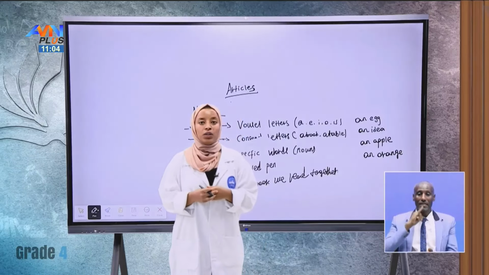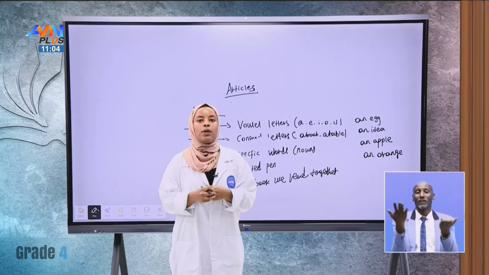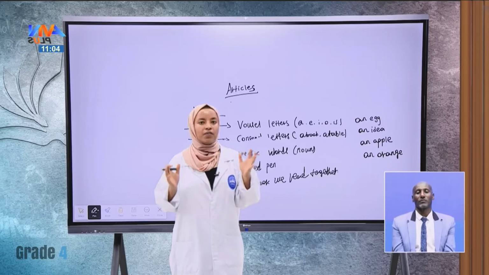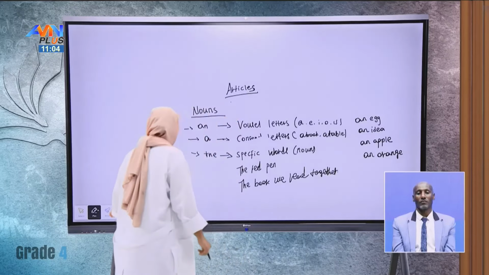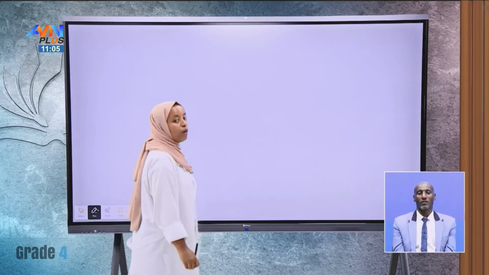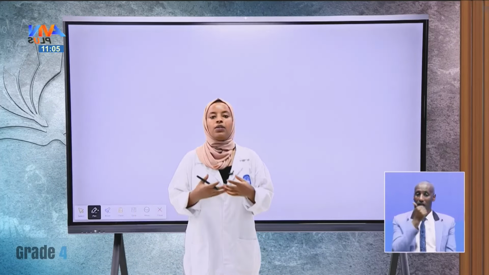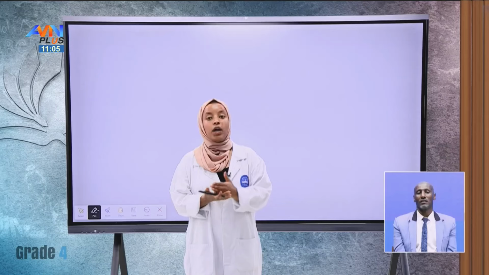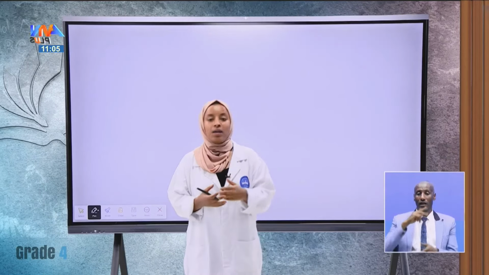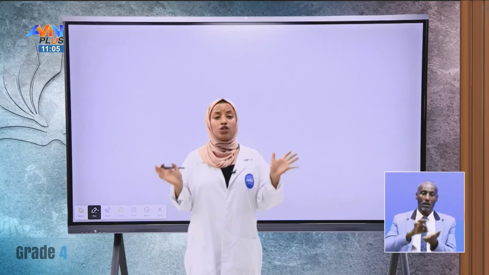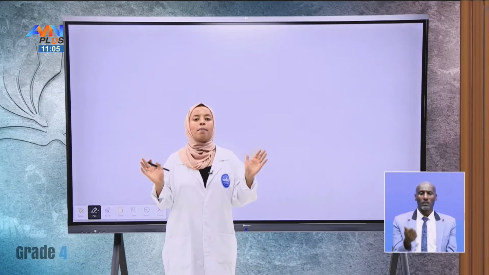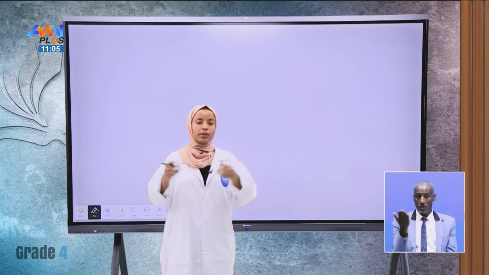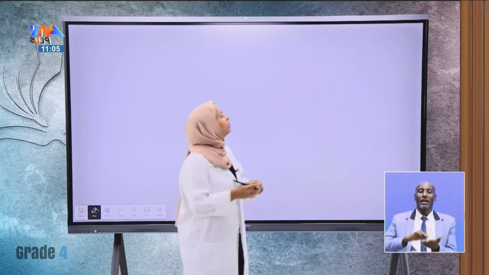Today we are going to learn about quantifiers. Before we start the quantifiers, do you have any apple? Do you have anything like that, a quantity that we are going to count or not? Before starting this lesson, students, do you know any idea about countable and uncountable nouns? Okay, let us start here.